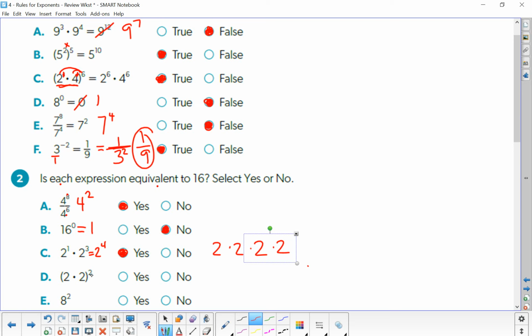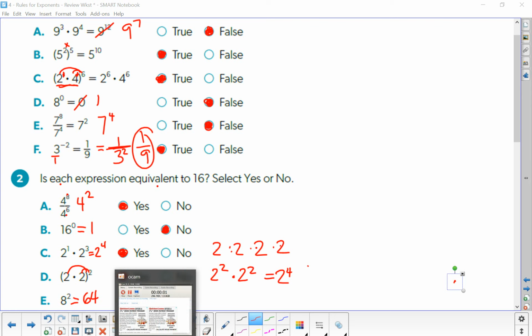2 times 2 to the 2nd, well, I can distribute this here, and I would get 2 squared times 2 squared, right? Keep the base, add the powers, and I would get 2 to the 4th. And we just did 2 to the 4th right here, so the answer is yes. 8 to the 2nd power, that's 8 times 8, not 8 times 2. 8 times 8. So the answer is no. Hopefully that helps you to understand the 5 rules of exponents.